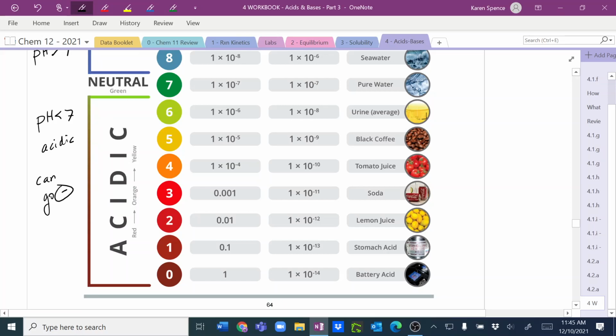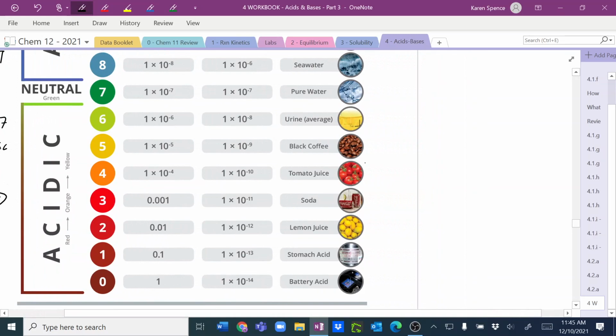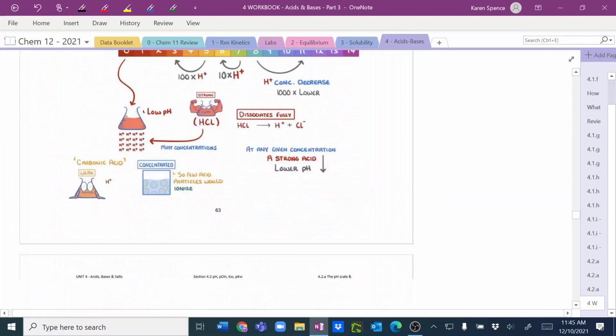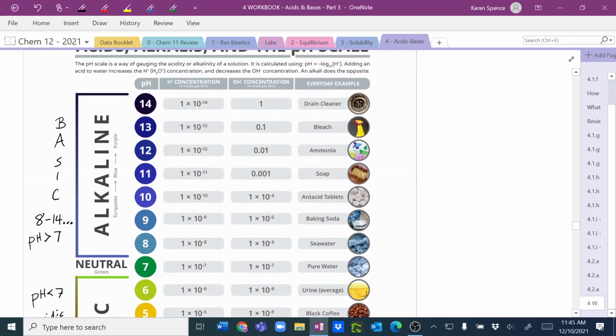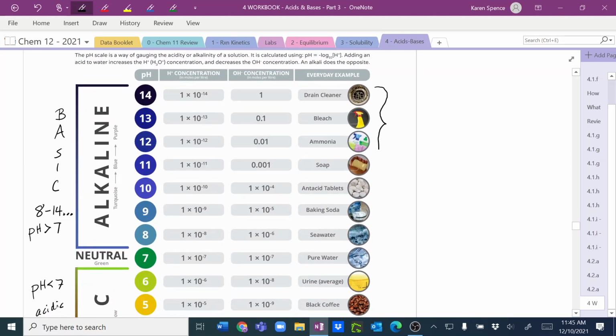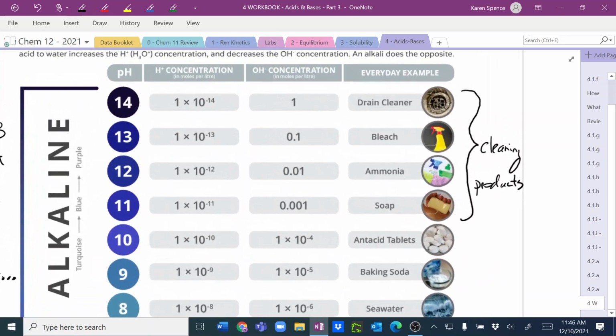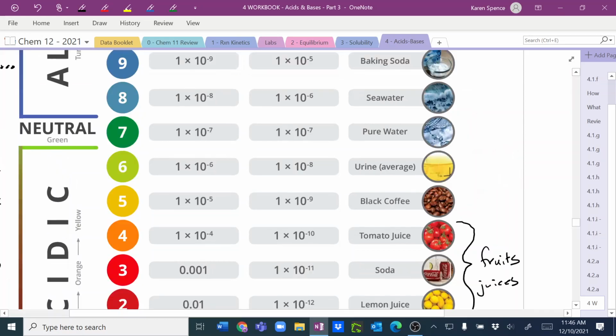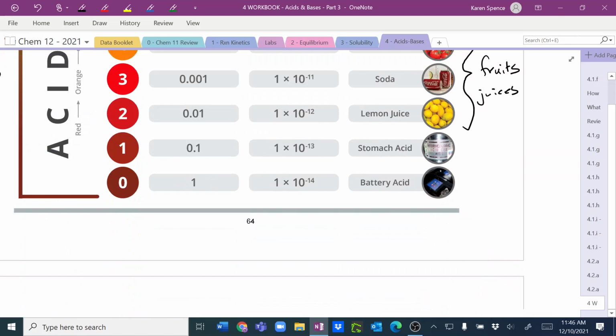You can notice here, and this will come in handy for a question later, what do you see over here? We've got fruits and juices. Then we have stomach acid and battery acid. What kinds of things do we see up in the bases? Soap, bleach, drain cleaner. Lots of cleaning products. When the pH is high, what do you notice about the hydrogen ion concentration? It's low. When pH is low, the hydrogen ion concentration is high.